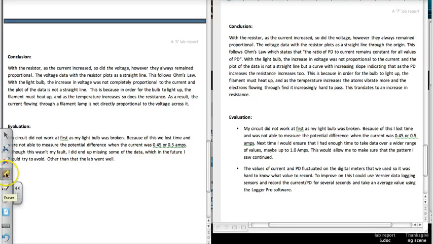Finally, we'll take a look at the evaluation. So this is a fairly basic evaluation. My circuit did not work at first as my light bulb was broken. Because of this, we lost time and we were not able to measure the potential difference when the current was 0.45 or 0.5 amps. Although this was not my fault, I did end up missing some of the data, which in the future I should try to avoid.